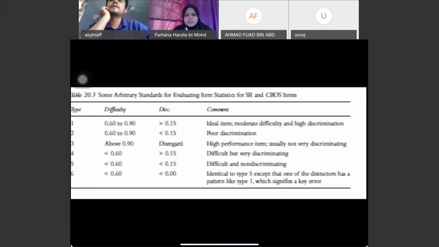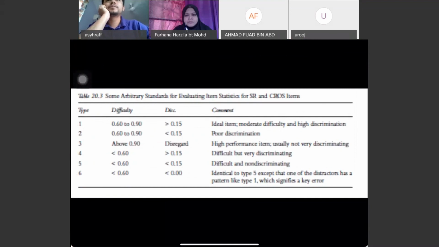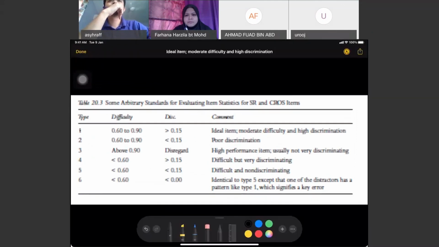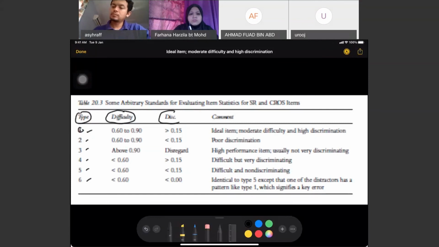People have given guidelines on how to look at item analysis. Okay, and this is in the same thick book, where he gives a guide. Can I write? Oh, I can write. Okay. He says we can divide items into several types, type 1, type 2, type 3, type 4, type 5, type 6, by the difficulty and discrimination indices.